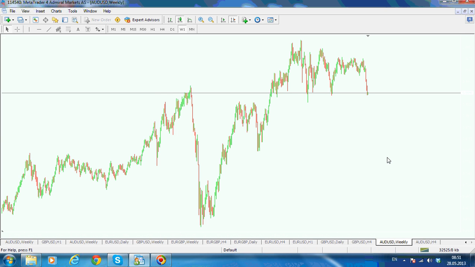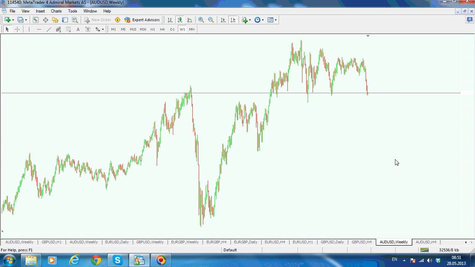Anyways, London will open in about 1 hour, and the moment of truth will come for euro dollar and Great Britain pound, and we'll see what the markets really think. Now this is what you see.